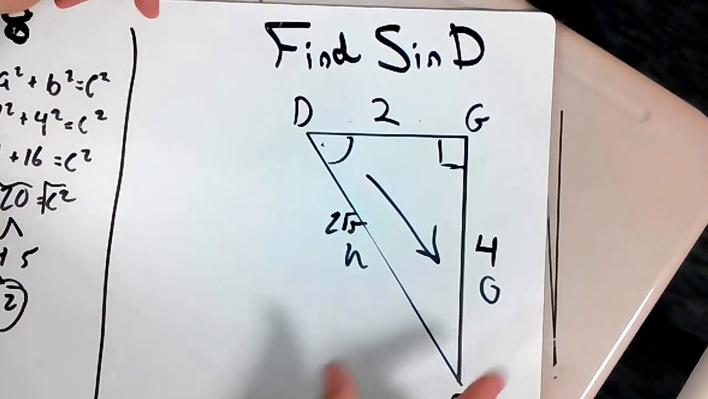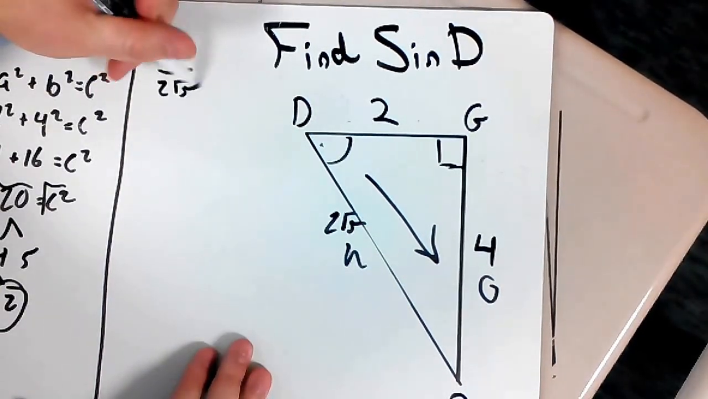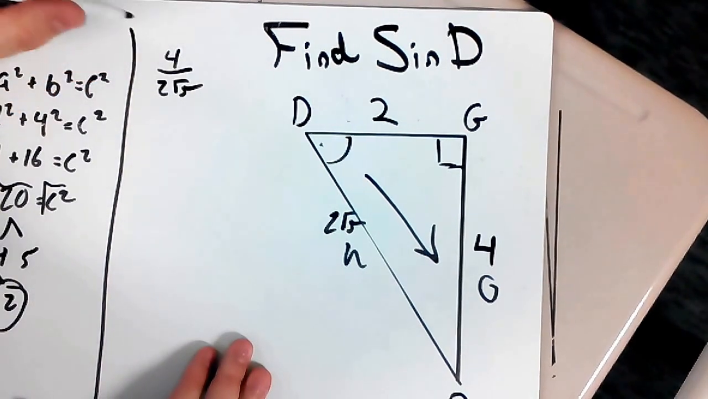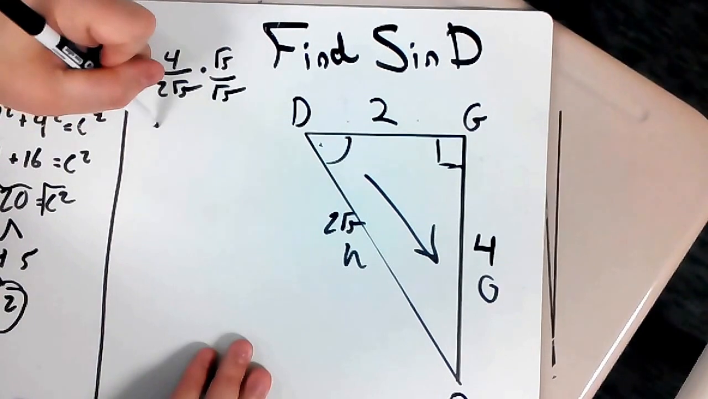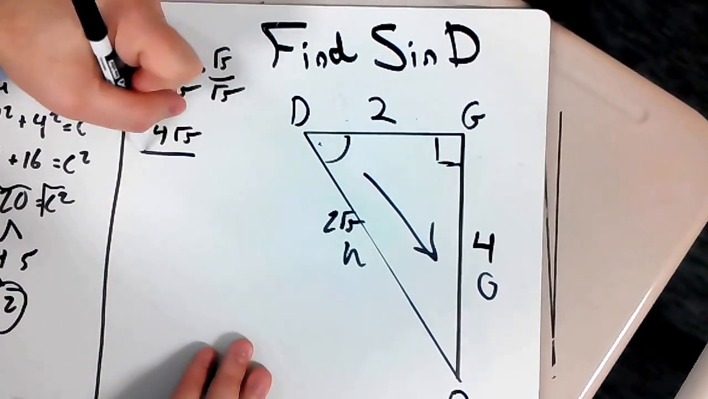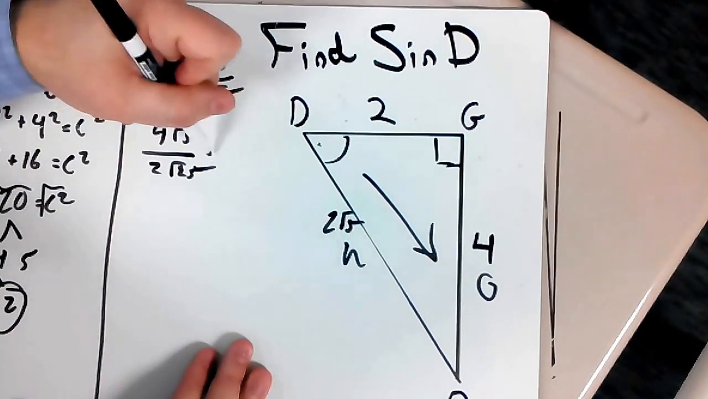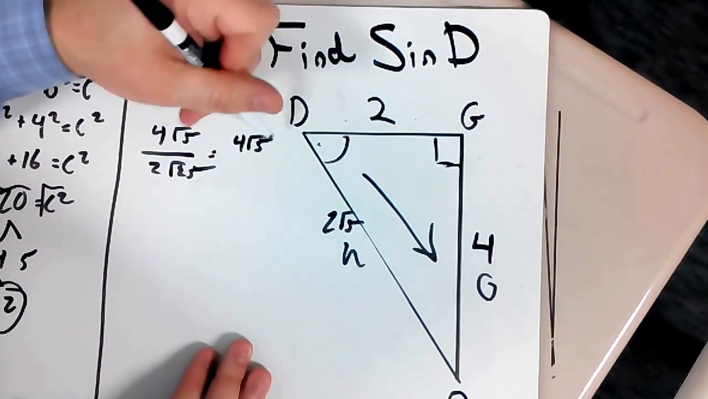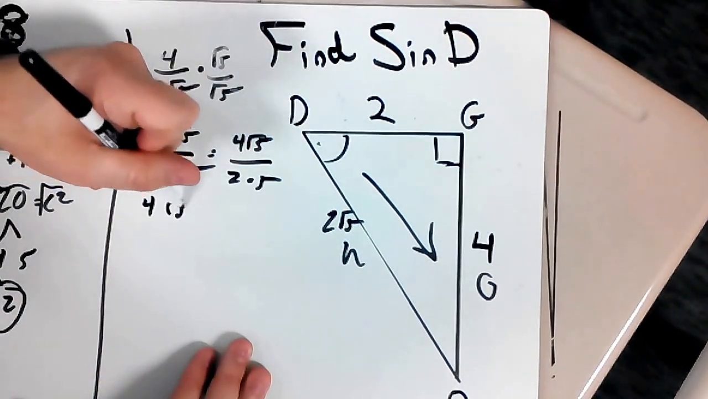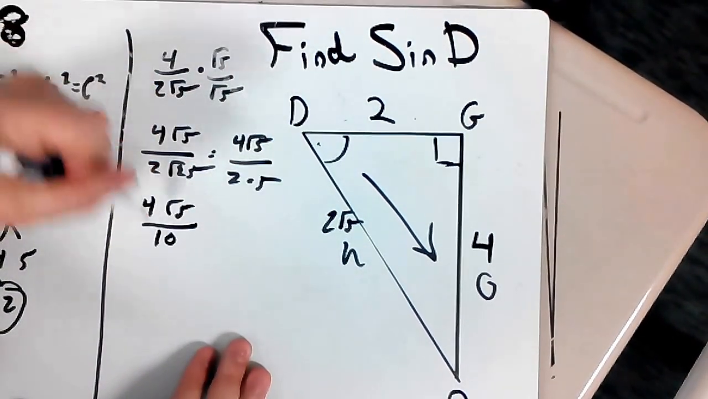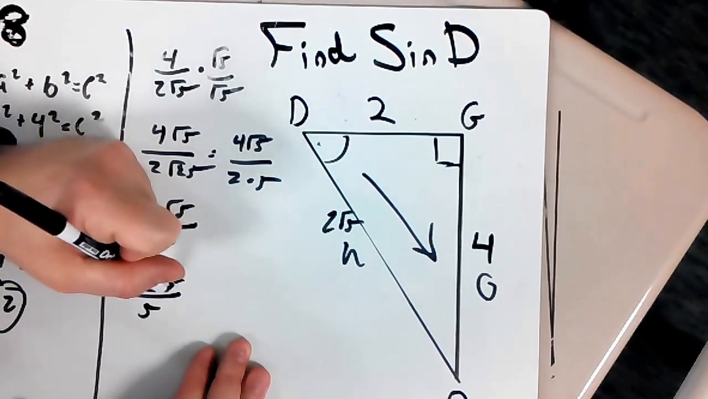Now I have to answer the question. Opposite over hypotenuse. That's 4 over 2 square root 5, excuse me. But I have to multiply the top and bottom by square root 5. So I have 4 square root 5 over square root 25. Square root 25 is 5. So I have 4 square root 5 over 2 times 5. 4 square root 5 over 10. That simplifies to 2 square root 5 over 5.